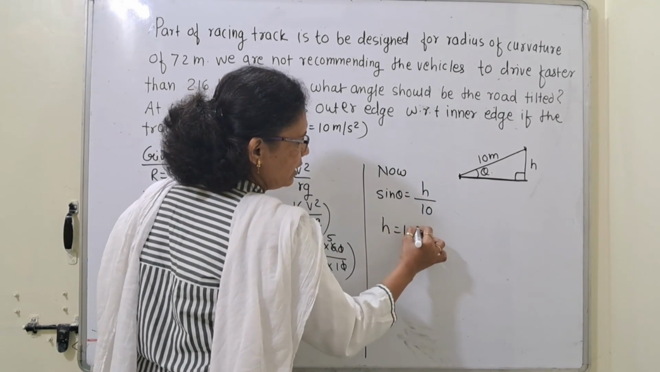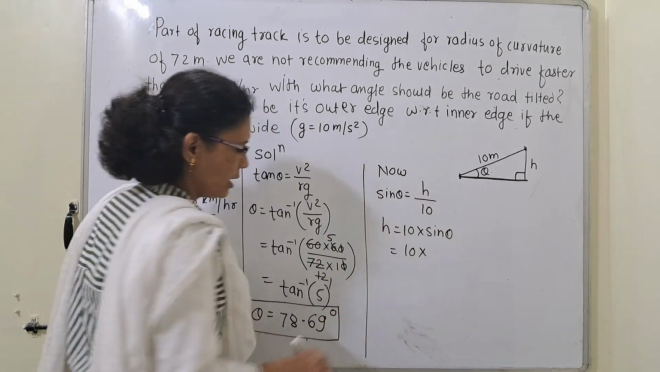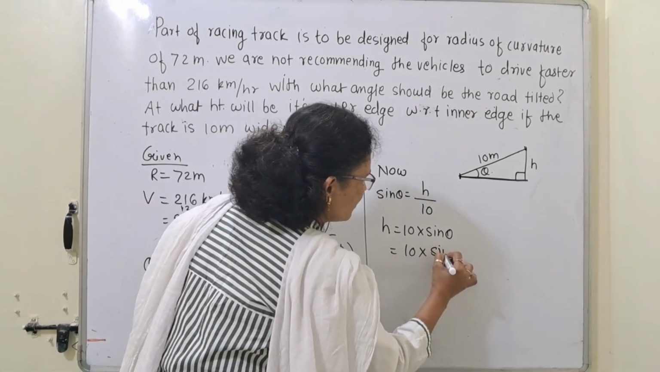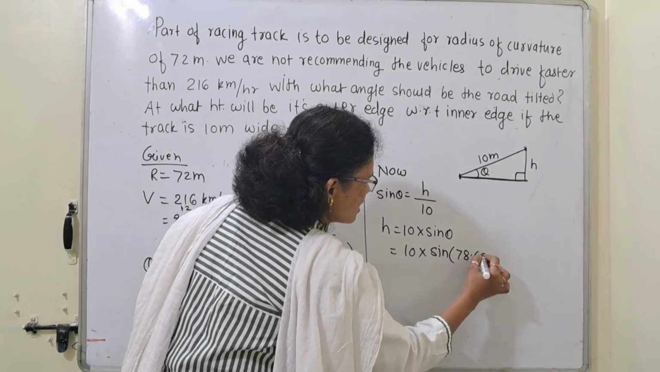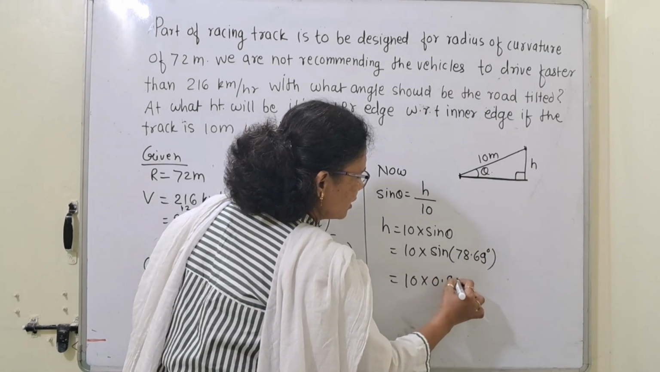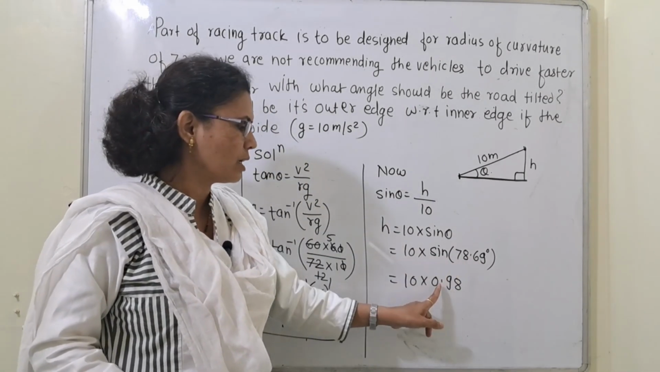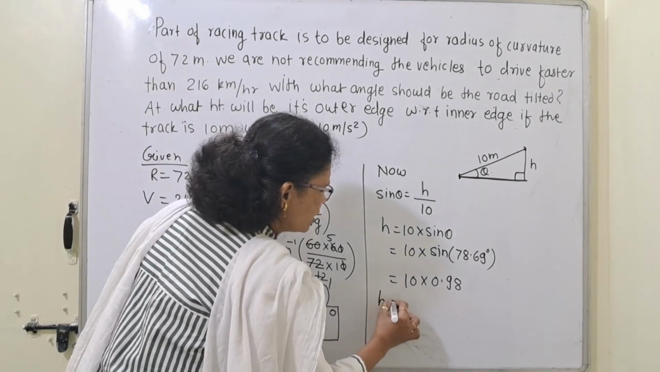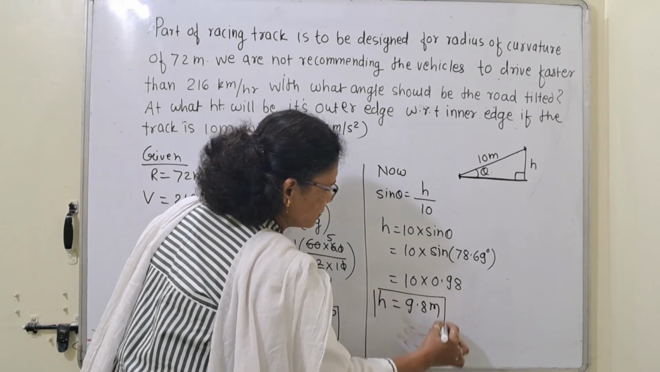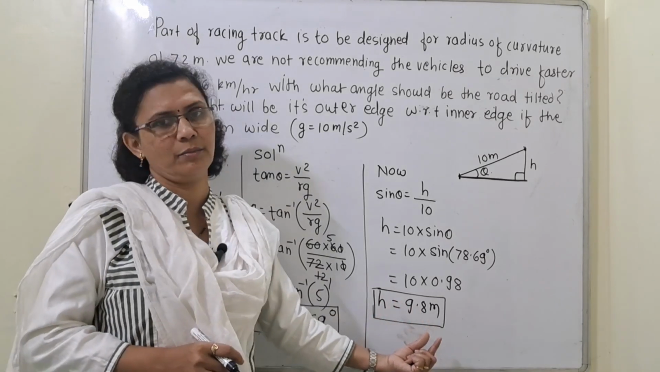H will be 10 into sine of theta. Then 10 into sine of 78.69 degree. The value of sine of 78.69 degree is 0.98, and then h will be, by multiplying by 10, 9.8 meter. So this inclination will be 9.8 meter.